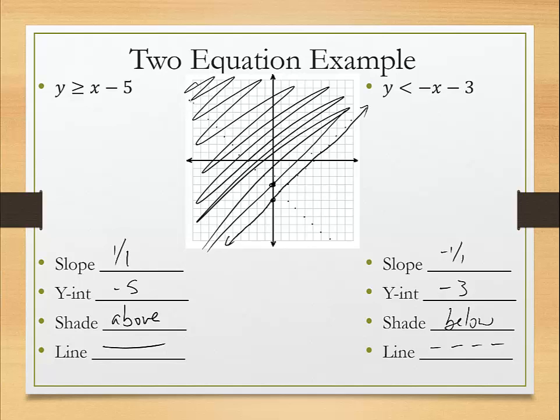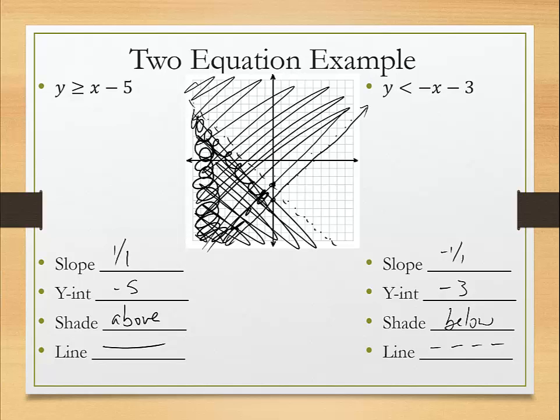And it's a dashed line, so make it dashed. And you shade below, so shade below. Okay, now your solution area for this will be the double shaded area. So this area where it's shaded twice is your solution area. The other shaded areas aren't the solution. Okay, so there is your solution area.